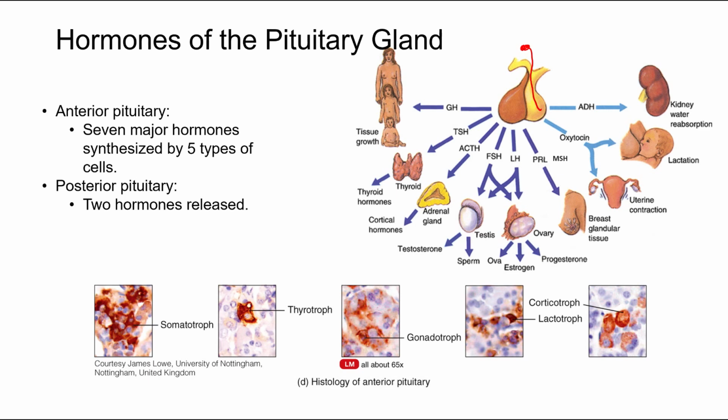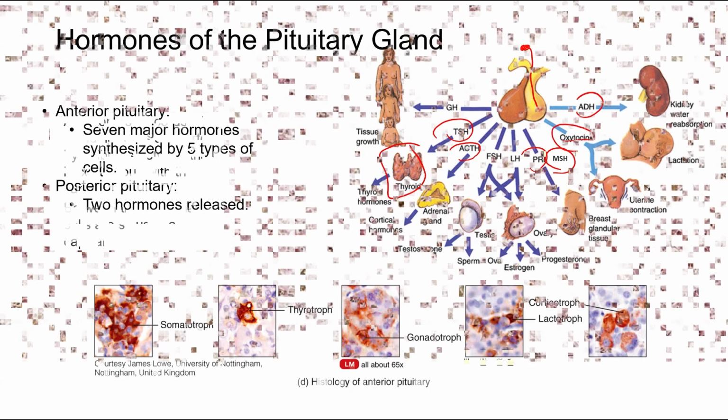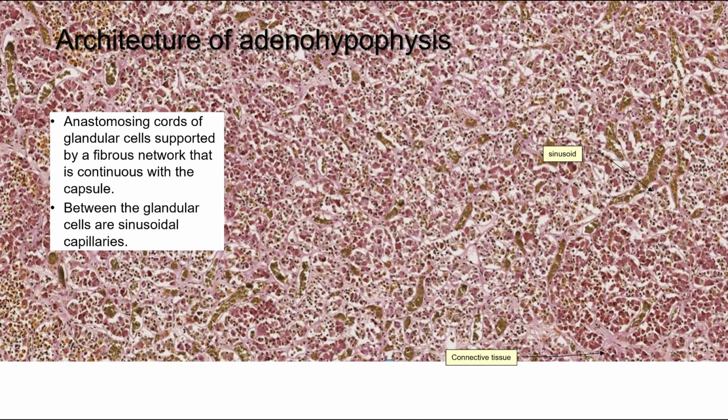So the anterior pituitary secretes the growth hormone, and it secretes the thyroid stimulating hormone that acts on the thyroid gland. It secretes ACTH that acts on the adrenal gland, and it secretes gonadotropes, the follicle stimulating hormone and luteinizing hormone that act on the testis and ovary. It also secretes prolactin that acts on the breast, and also the melanocyte stimulating hormone. So 7 types of hormones secreted by 5 types of cells, and then the posterior pituitary secretes these 2 hormones, the antidiuretic hormone and oxytocin.